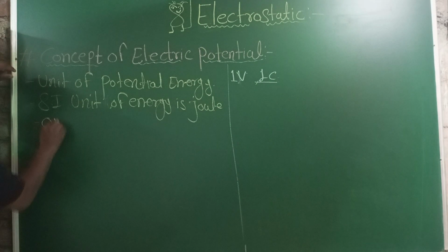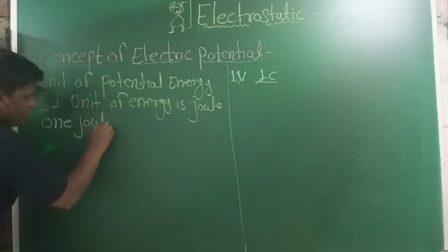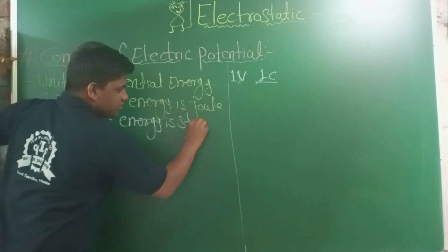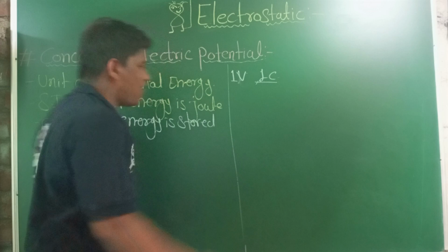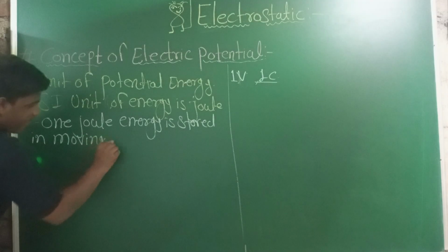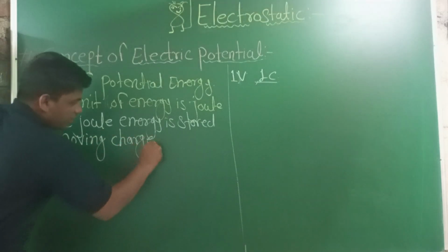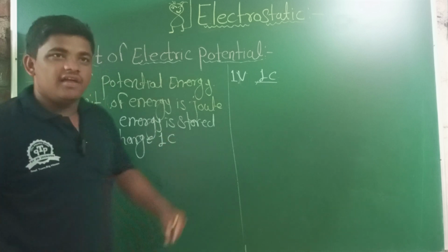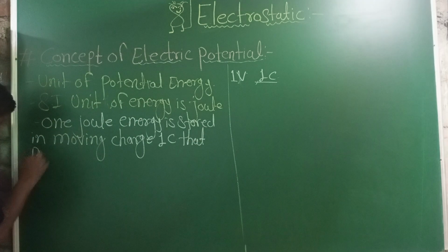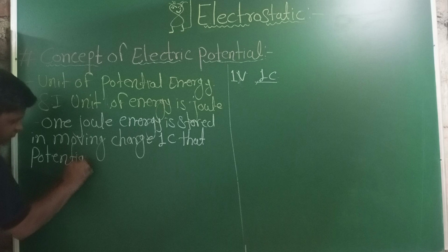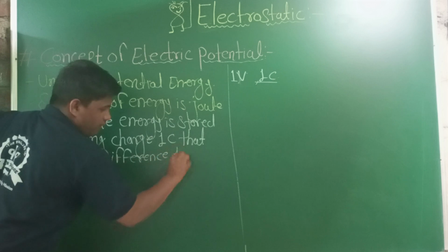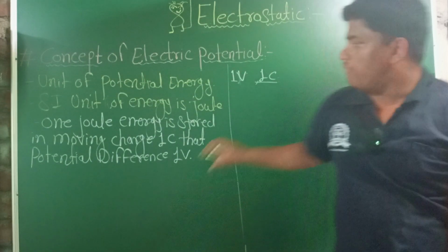It means 1 joule of energy is stored in a moving charge of 1 coulomb, and the potential difference through which it moves must be 1 volt. This is all about the 1 joule.